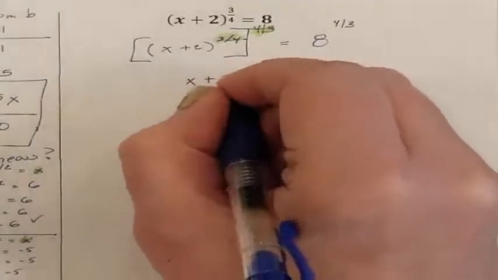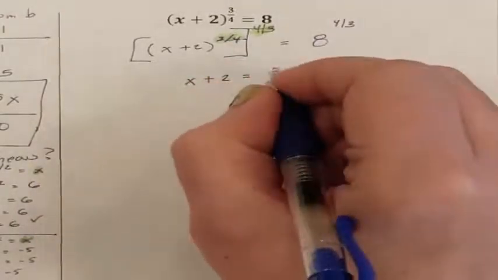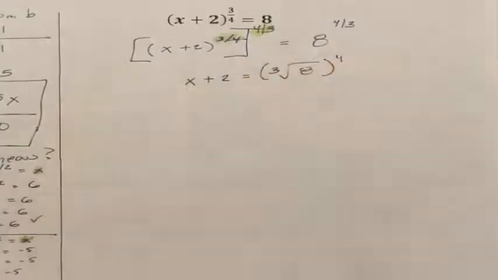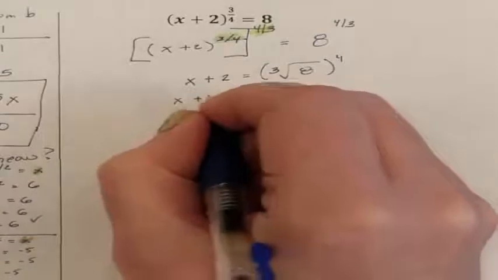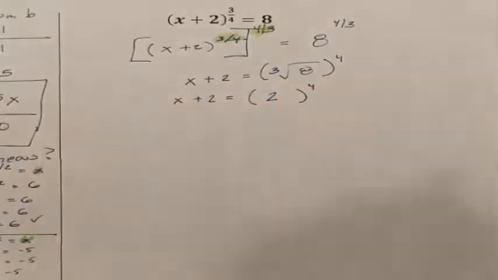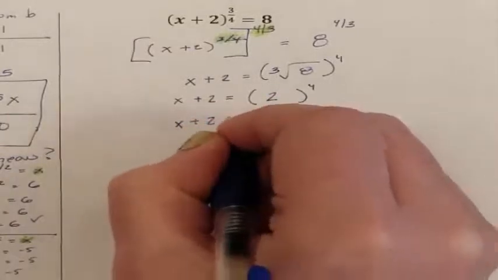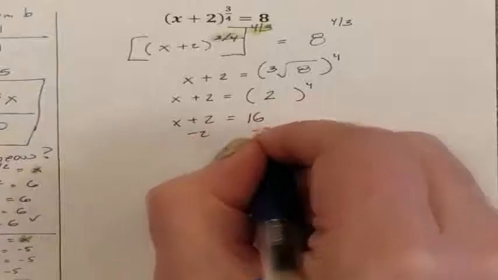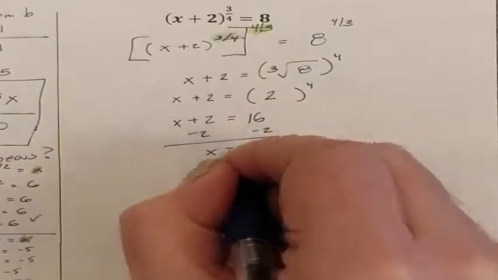We have x plus 2 equaling the 3rd root of 8, all raised to the 4th power. The 3rd root of 8 is 2, so I have x plus 2 equaling 2 to the 4th power, which is 16. I'm going to solve for x. I get x to equal 14.